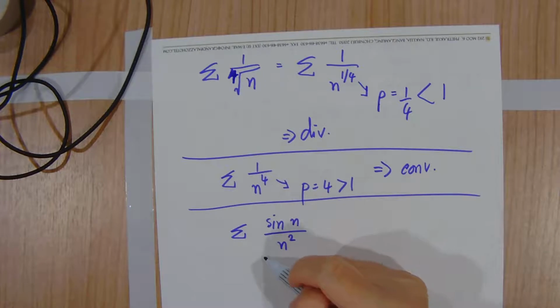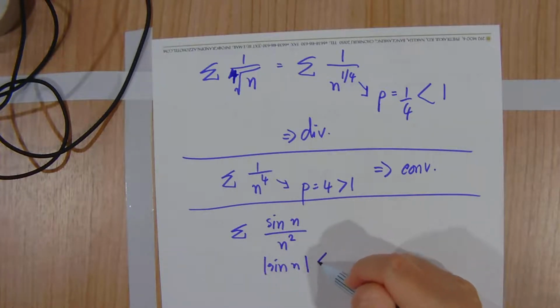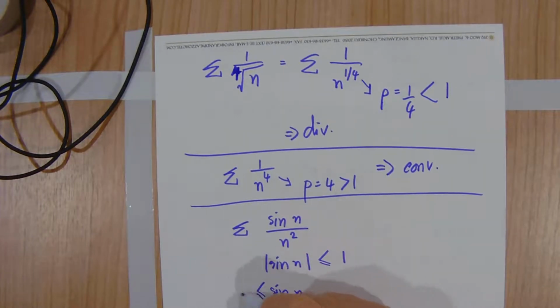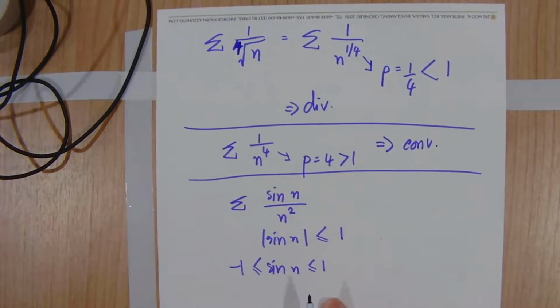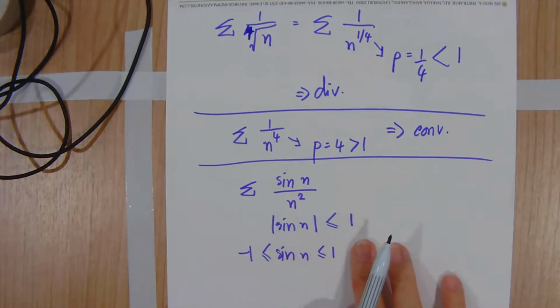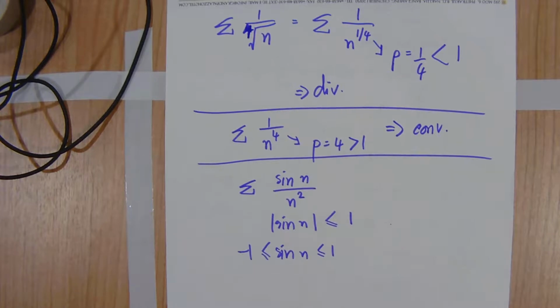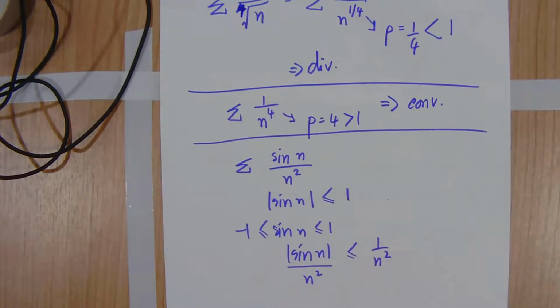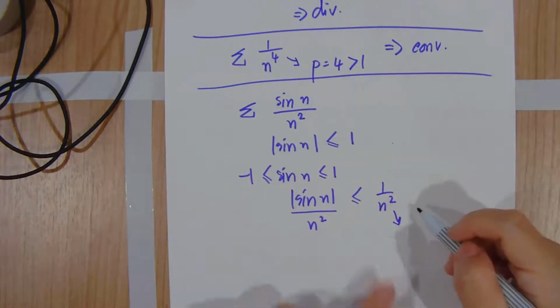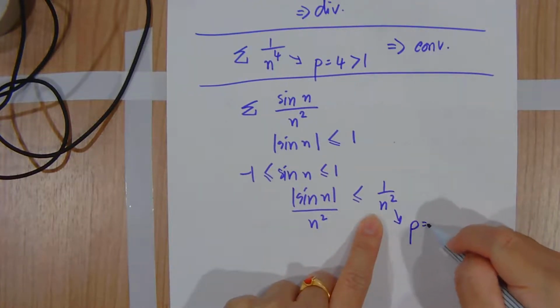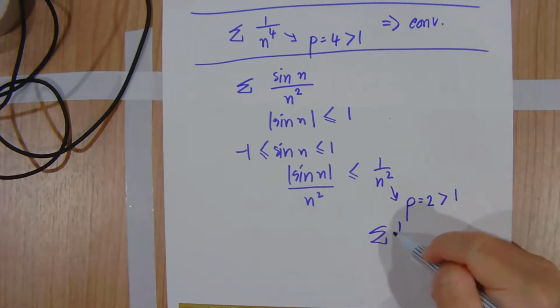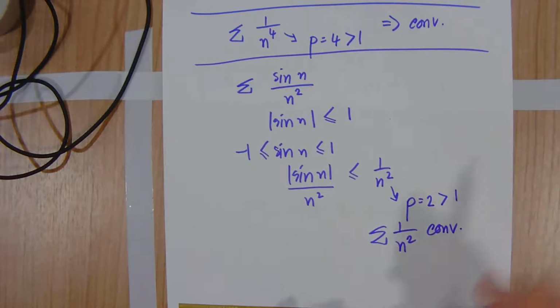You know that the absolute value of sine is less than or equal to 1, since the value of sine is greater than or equal to -1 and less than or equal to 1. Then we divide by n squared, so we have to use the comparison test for this term. We found that this is a P series where the value of P is greater than 1, so this series converges.